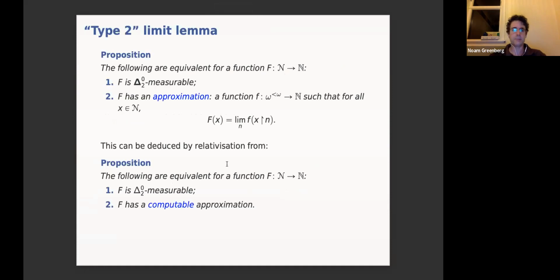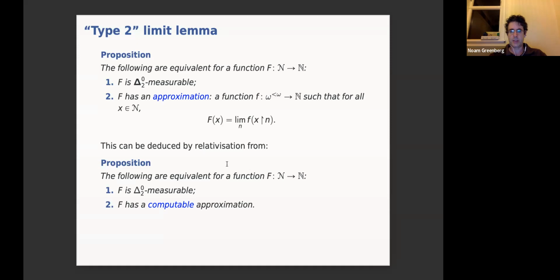So what do I mean by that? Here's an example. The top proposition is a kind of generalized boldface version of Shoenfield's limit lemma for type 2 spaces and for real sets of reals rather than sets of numbers.